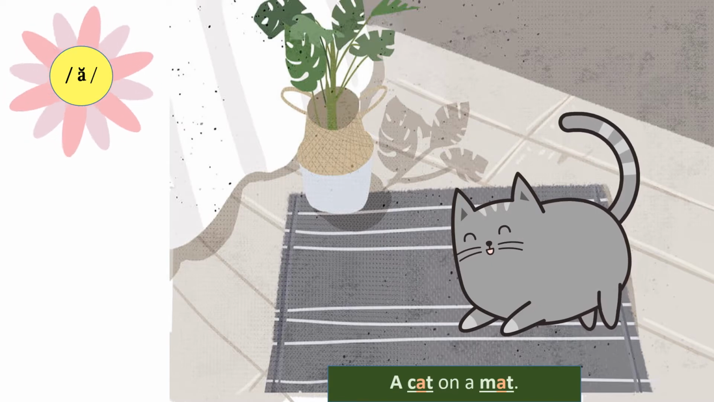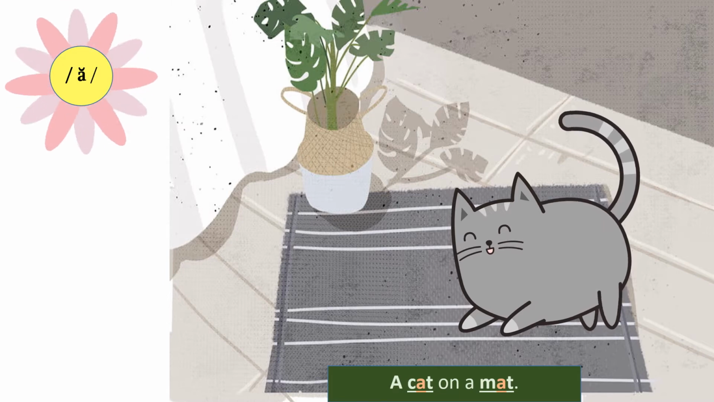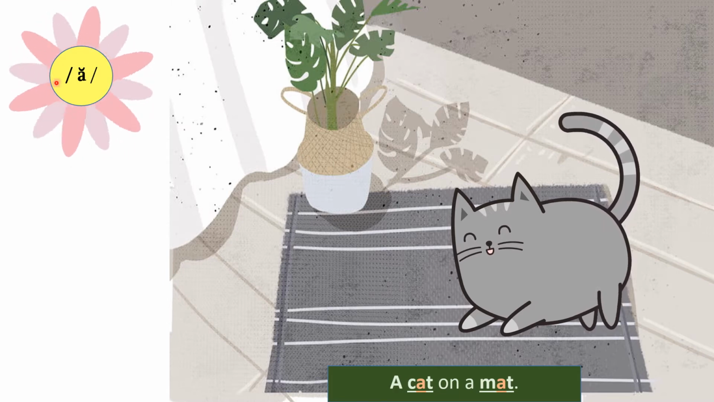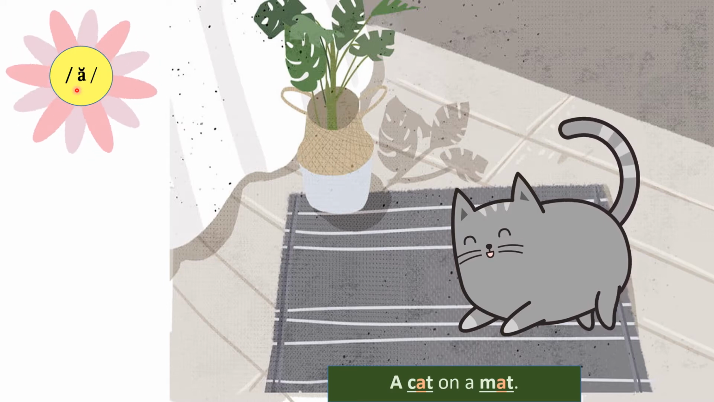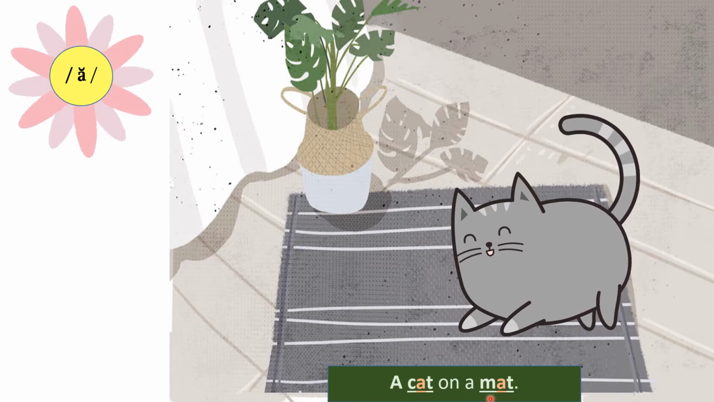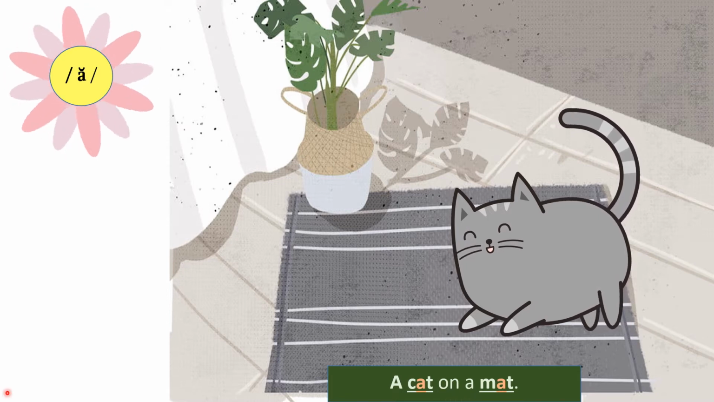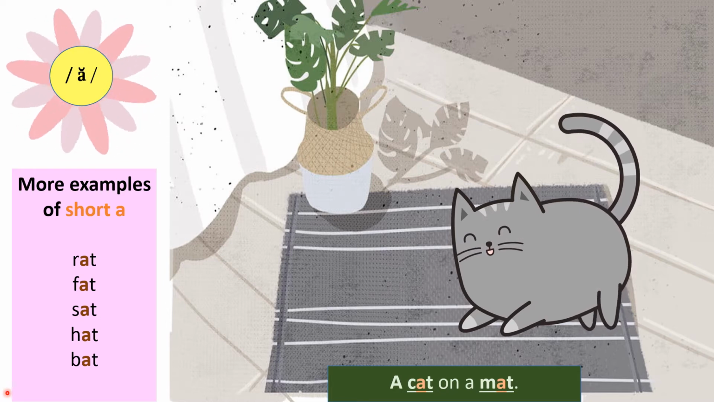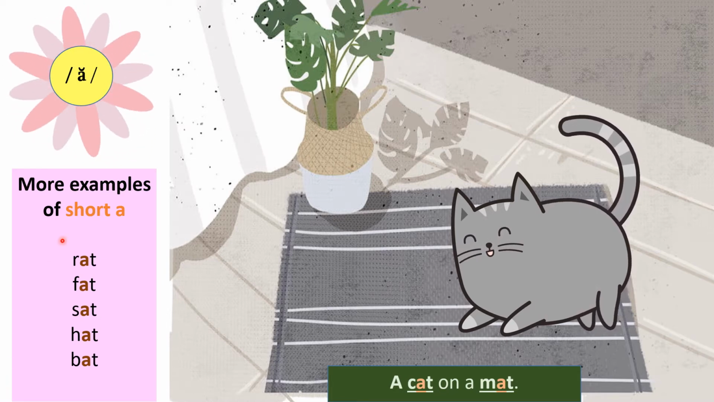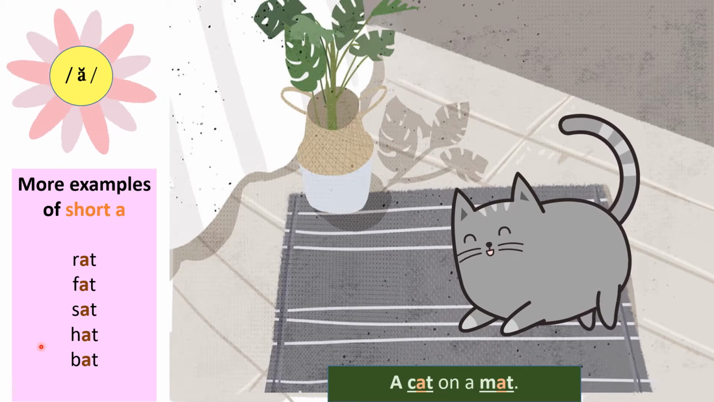The first pronunciation symbol for vowels that we're going to learn today is the symbol of short A. This symbol has a sound of A, like in the words cat and mat. Now let's read a sentence. A cat on a mat. We have here more examples of short A, like in the words rat, fat, set, hat, and bet.